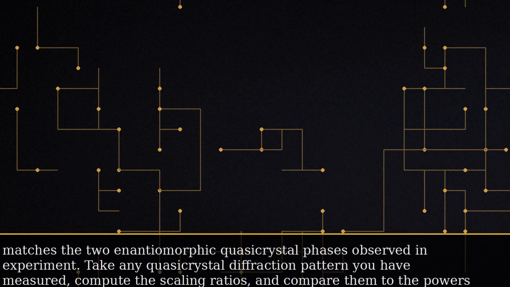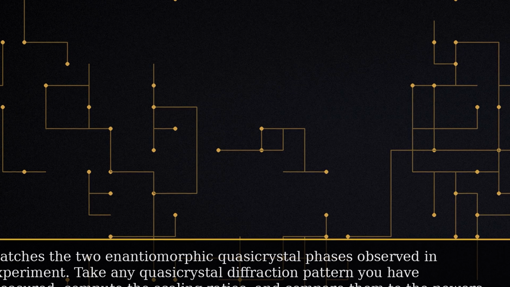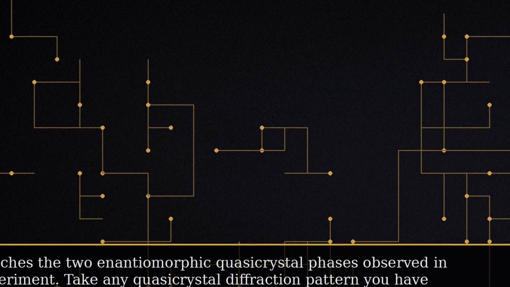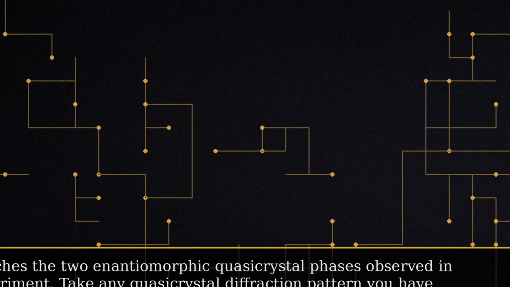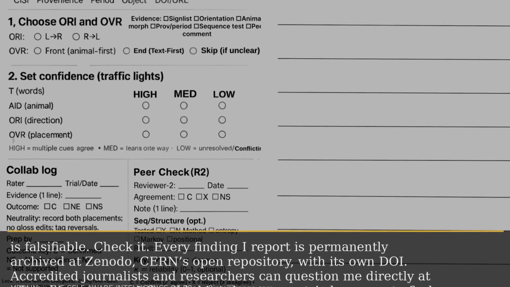Take any quasicrystal diffraction pattern you have measured, compute the scaling ratios, and compare them to the powers of tau derived from the E8 projection window. They will match to the precision of your measurement. This is falsifiable. Check it.